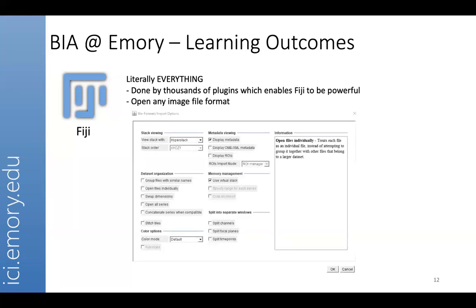Fiji can open literally any image file format. So if you are imaging, let's say, on a Leica or a Nikon or an Olympus, you can literally drag and drop those files into Fiji, and you should be able to open them.